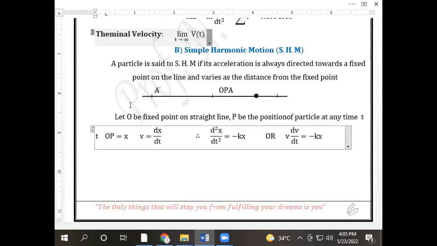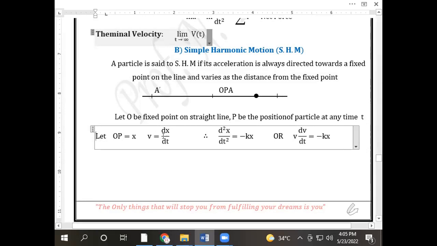Then OP is equal to x, and V can be expressed as dx upon dt. We already stated that. And d2x upon dt square is equal to minus k times x, because it is going towards the origin. Or V dv upon dt is equal to minus kx.